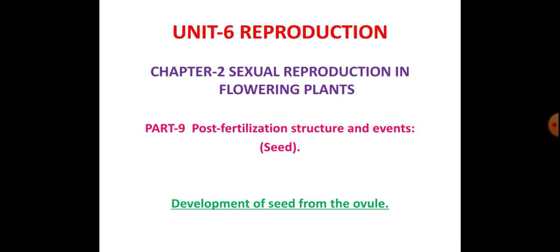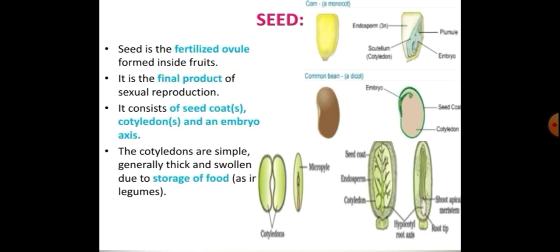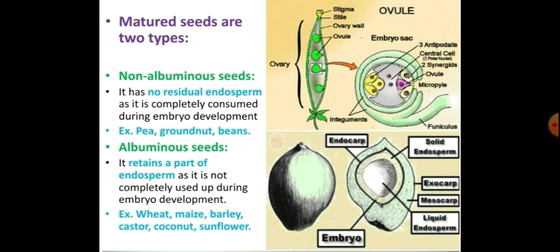We'll recall once again what we have studied, how the ovule develops into the seed. I said what a seed is. Definition of a seed: it is the fertilized ovule which is formed inside the fruit, and it is the final product of sexual reproduction. You'll have an outer coat and cotyledon in the seed. What is the function of the cotyledon? It is to store food, usually proteins. In the case of pulses and legumes, it usually stores the protein here.